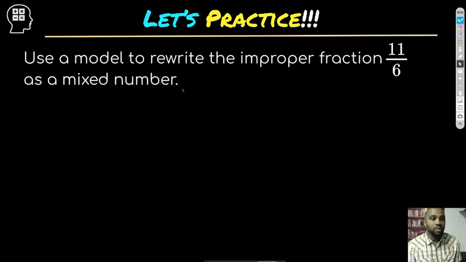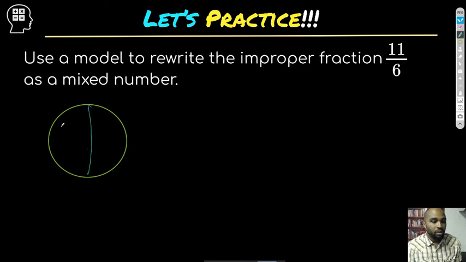11/6. So let's do 11/6. Use a model to rewrite the improper fraction as a mixed number. So first it says use a model. I like using a circle. And we're dividing that circle into how many pieces? 6 pieces. Good. You said it. Hopefully.